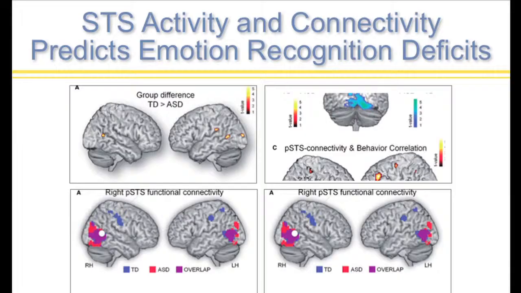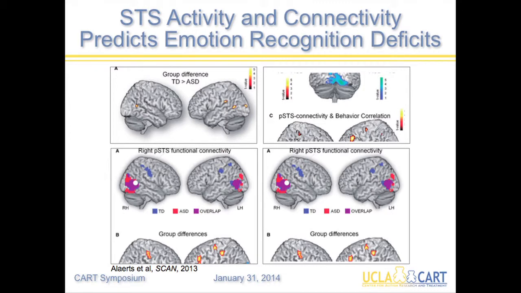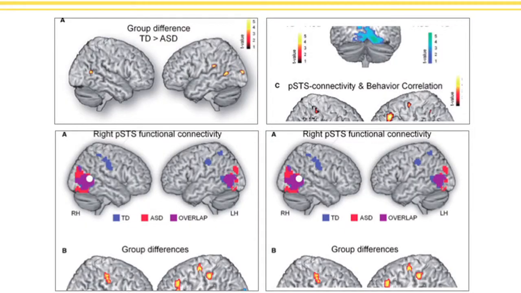typically developing group. And by the way, for those of you who might have been here at a few other presentations, some of these regions are part of the so-called mirror neuron system, or in this case they call it the action observation network. Here are again some of the significant differences between the two groups, basically mirroring what you've seen there. And then they also related these differences in patterns of connectivity between the regions to behavioral performance, and again found a very significant correlation.